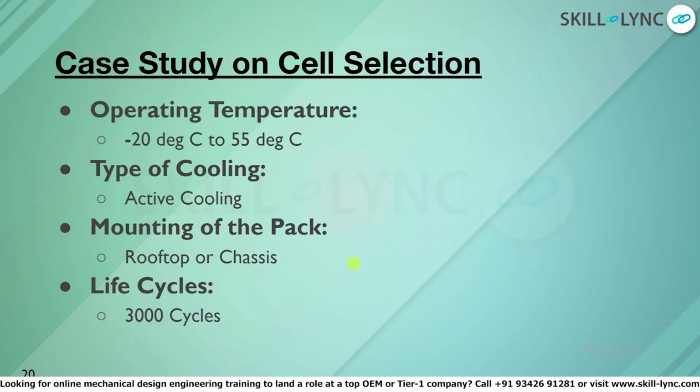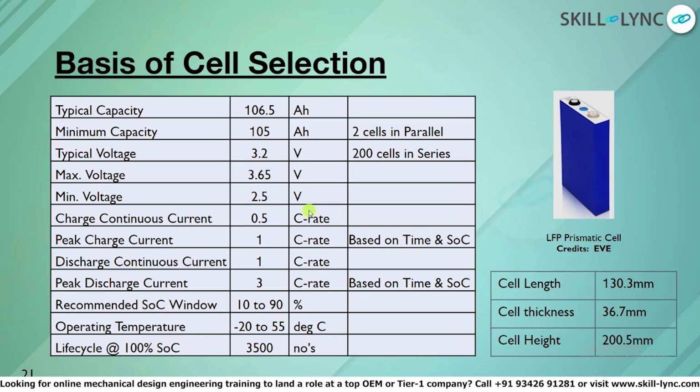is 300 life cycles. So that means 300 cycles of charge and discharge at a continuous C rate condition, which is 0.5 C charge and 1 C discharge. So how do we select the cell? So here is a cell specification which we have selected.